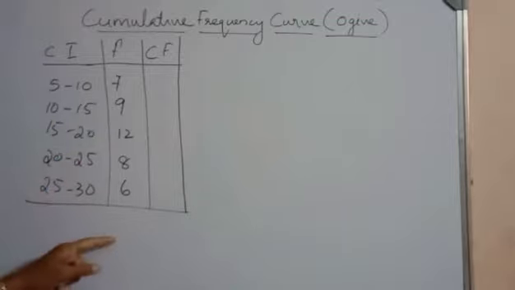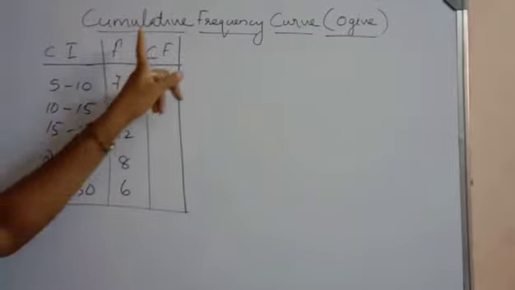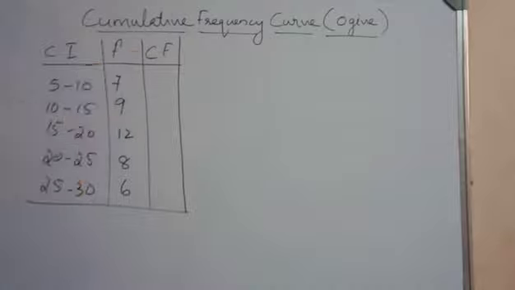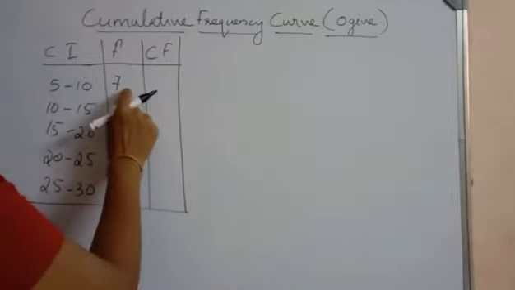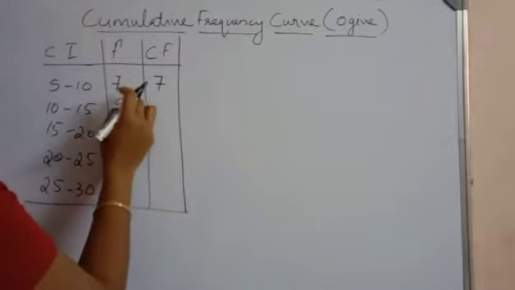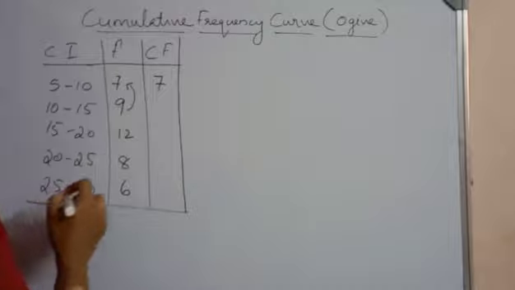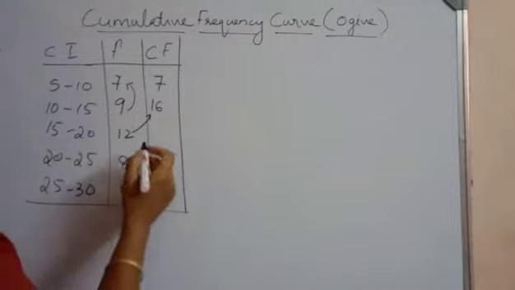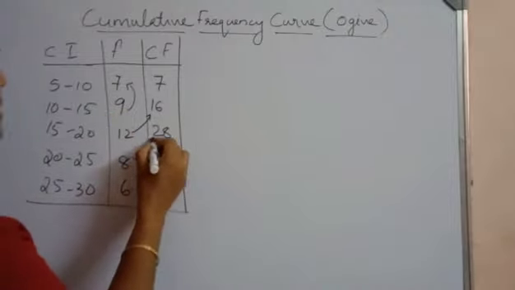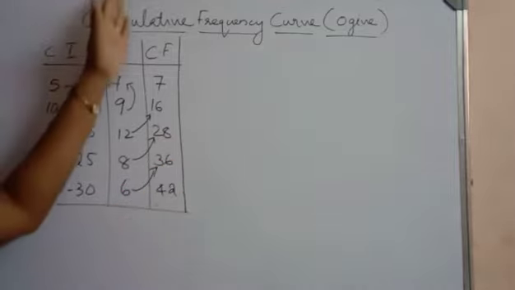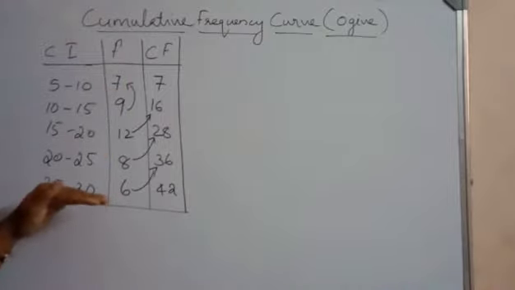Consider the frequency table given here. Class interval as well as the frequency is given. To construct the cumulative frequency curve, we need the cumulative frequencies. So first let's find out the cumulative frequencies for the given distribution. The cumulative frequency can be found by keeping on adding the frequencies of the previous classes. The first frequency is as usual 7, and the second one is 7 plus 9, that is 16, and then 16 plus 12, that is 28, and 28 plus 8, that is 36, and the final one is 42.